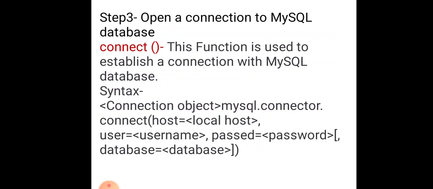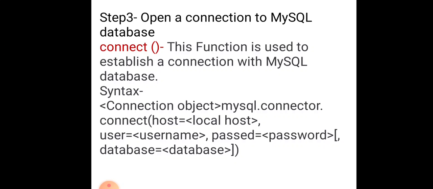Now step 3, open a connection to the MySQL database. For connecting a MySQL database with Python, we use the connect function. The connect function is used to establish a connection to a MySQL database, and the syntax is connection object equals mysql.connector.connect, and the connect function requires 4 parameters.